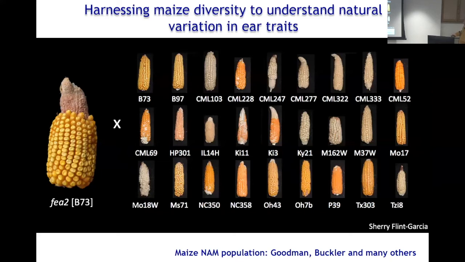NC350, strongly enhanced the Phe2 phenotype, right? So NC350 by itself is not fasciated, right? These are just natural inbred varieties.